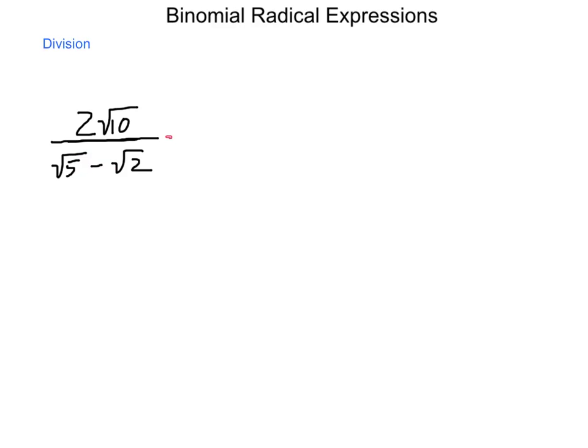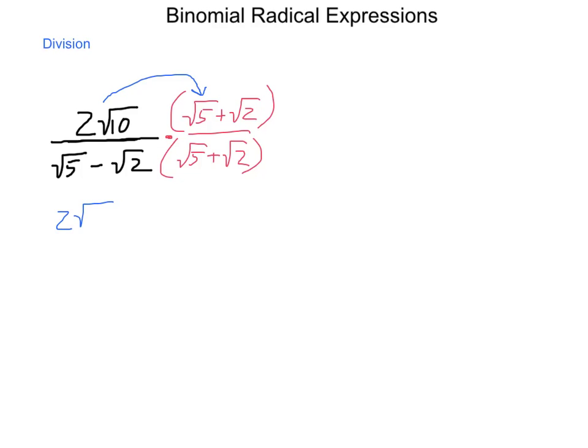So we're going to multiply by the square root of 5 plus square root of 2 divided by square root of 5 plus square root of 2. And the reason we do this is because any item divided by itself is the number 1. Multiplying by 1 does not change our values. So going through and distributing, we have 2 root 10 times root 5. We get 2 root 50 plus 2 root 10 times root 2 is 2 root 20.